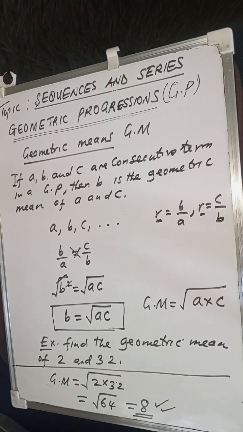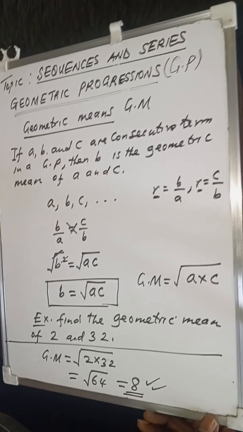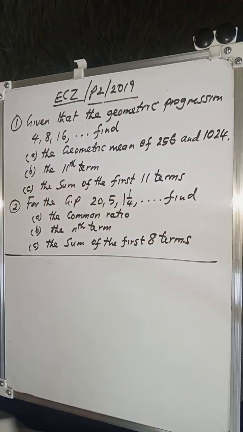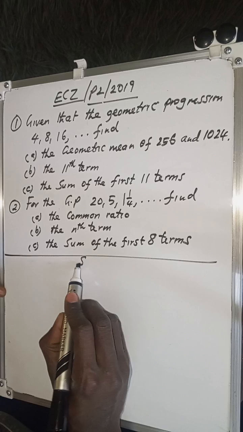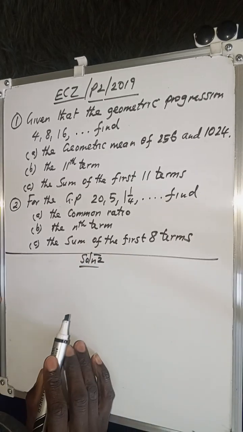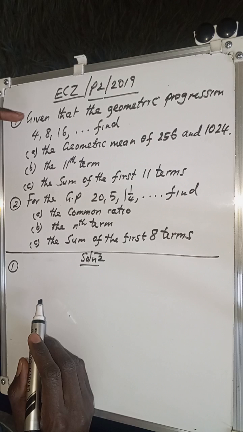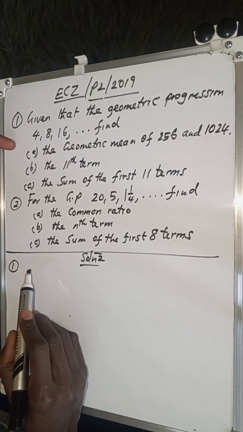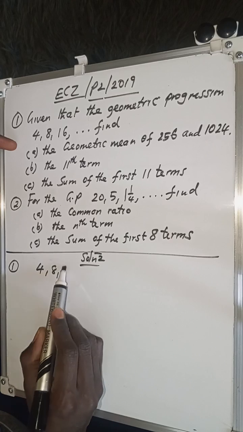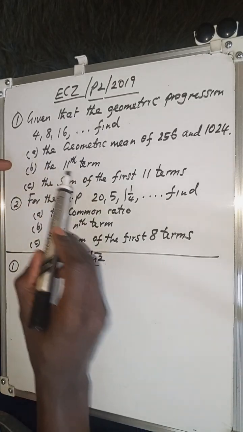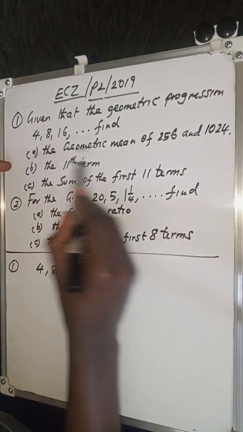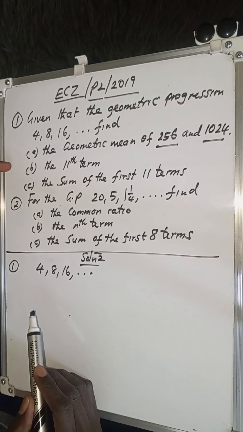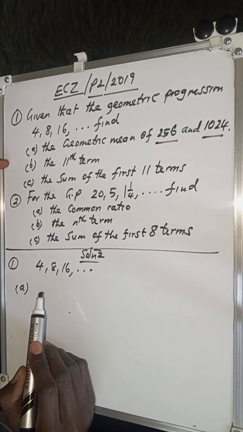Well, let's do some practice questions. Let me show you some more practice questions, and you should be able to appreciate what we are talking about. Question number 1. All these questions are coming from ECZ, Examination Council of Zambia, questions. And let's see how you can go about them. It says, given the geometric progression 4, 8, 16, and it goes on, then it says, A, the geometric mean of 256 and 1024. Remember what we say, to find the geometric mean, what do you do?